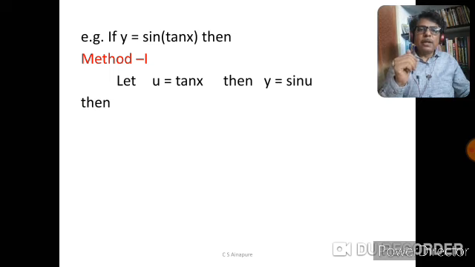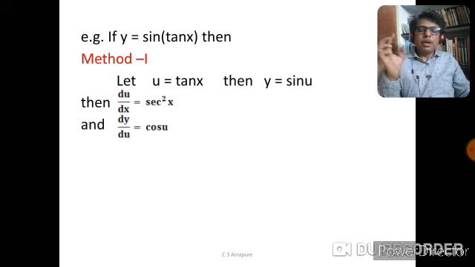So we are getting now the derivative of u with respect to x: the derivative of tan x is sec square x. And we are getting the derivative of y with respect to u, that is the derivative of sine u. y is sine u, so the derivative of sine u is cos u. Now by chain rule, dy by dx is equal to dy by du into du by dx. So using these values, dy by dx is equal to dy by du, which is cos u, into du by dx, which is sec square x.